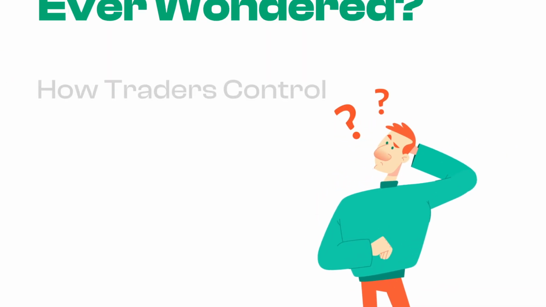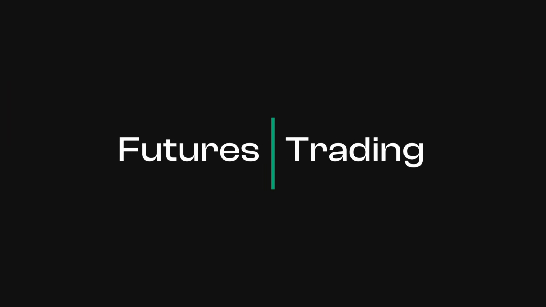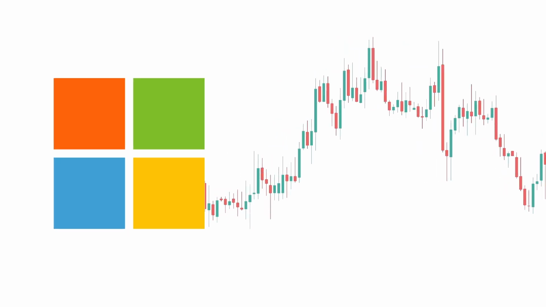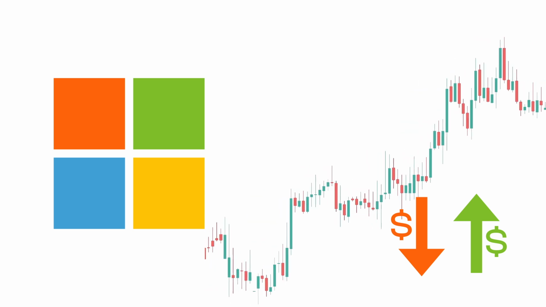If you've ever wondered how traders control massive positions with relatively small capital, this is exactly how futures trading works. When you buy a stock like Microsoft, its price may go up or down over time, and you can hold that share for as long as the company exists.